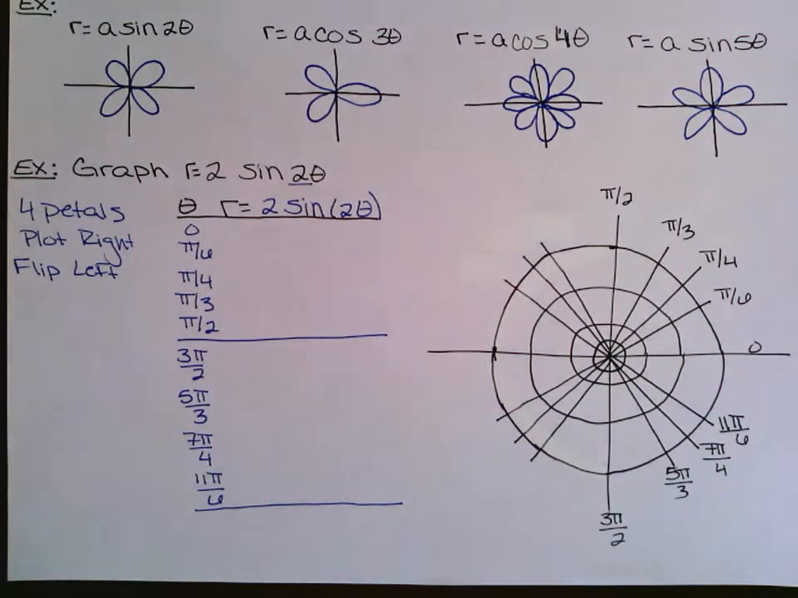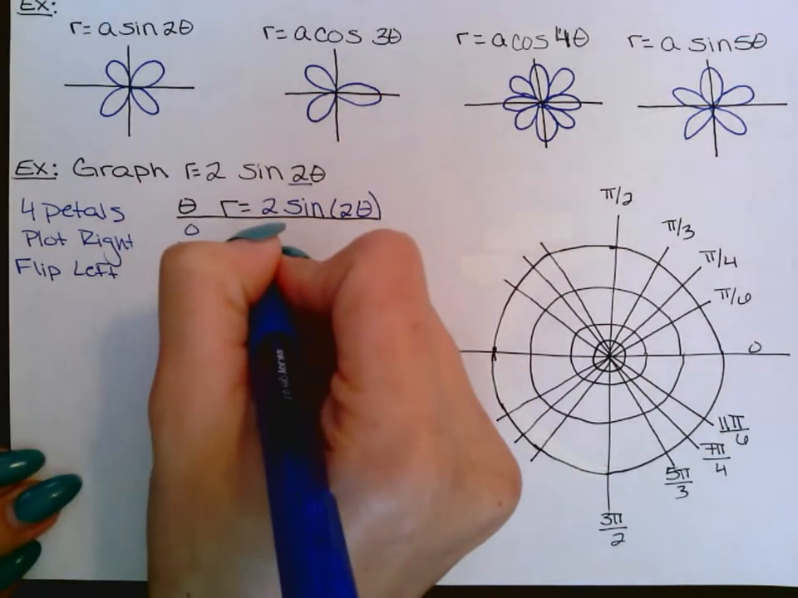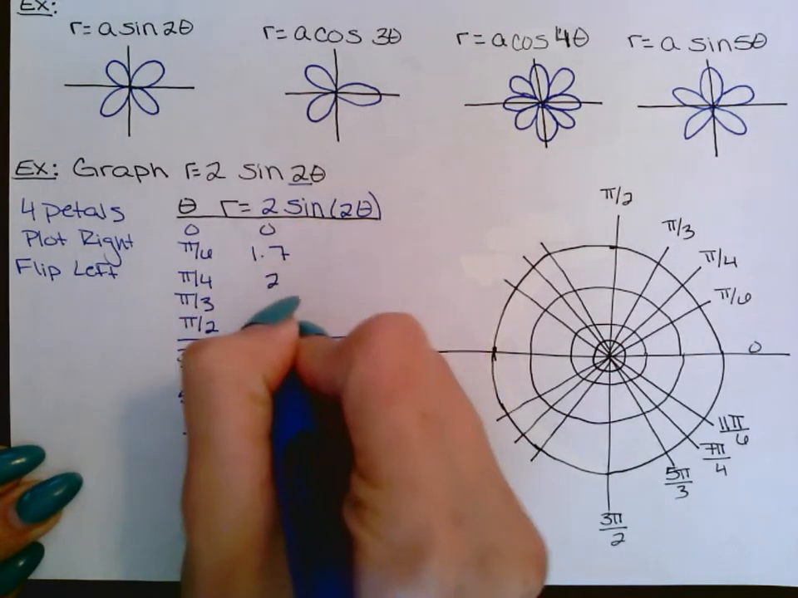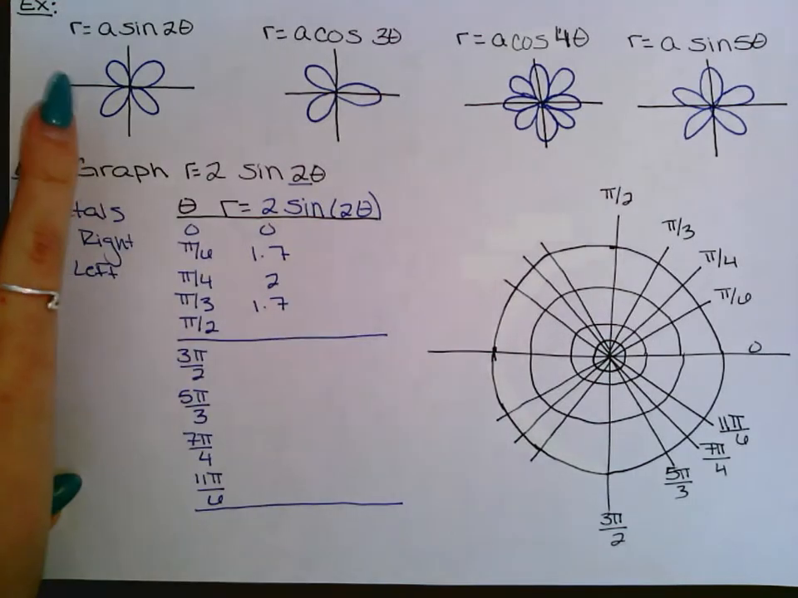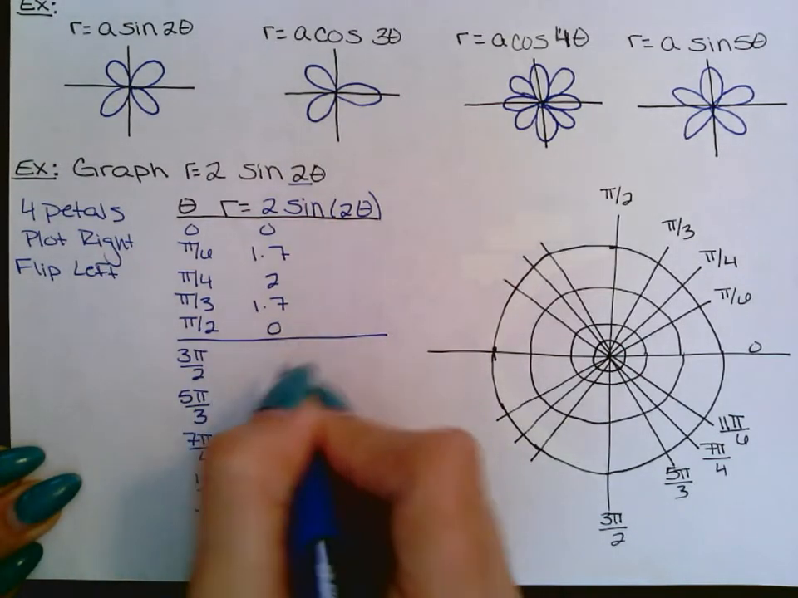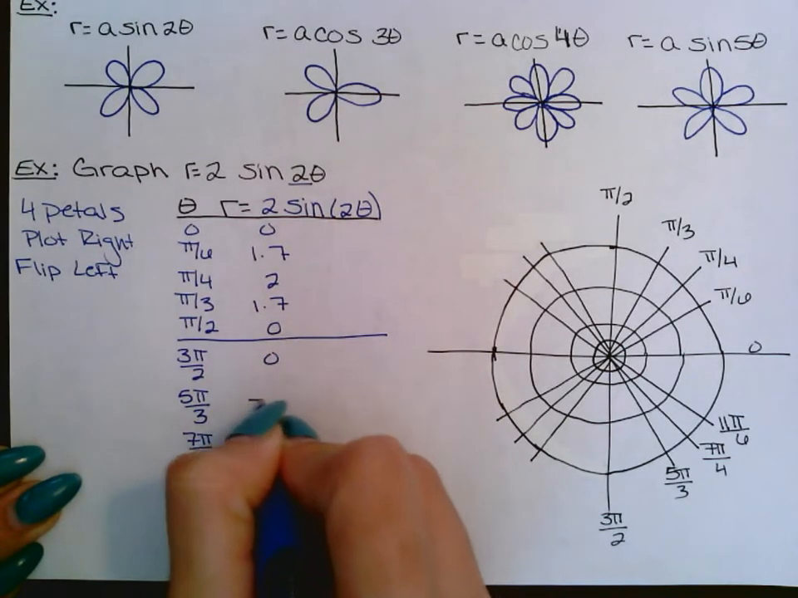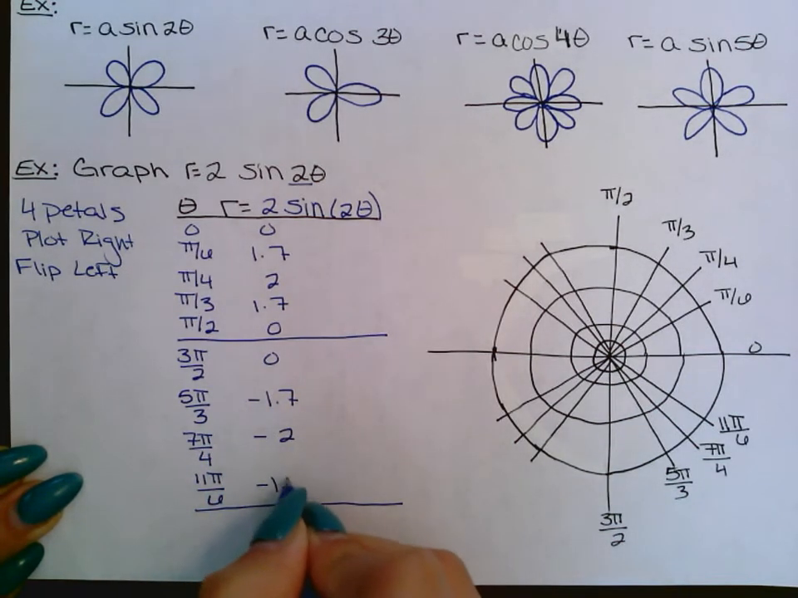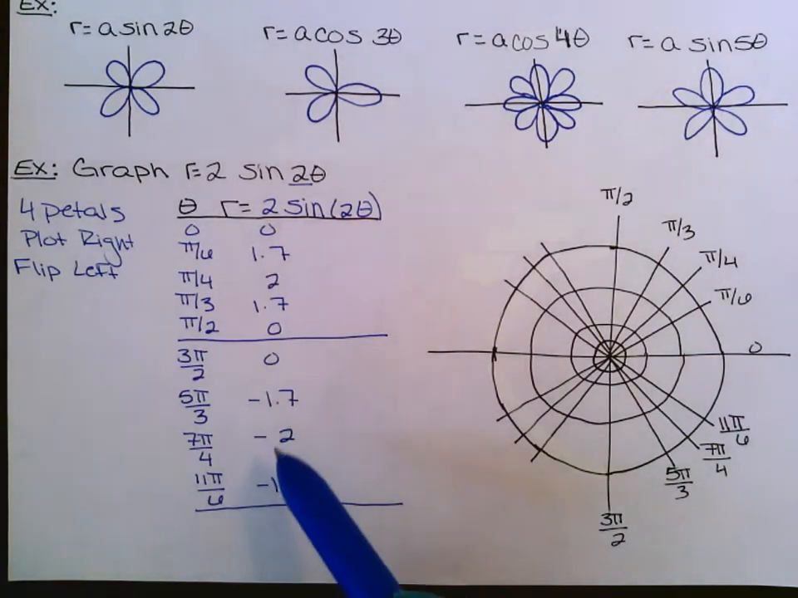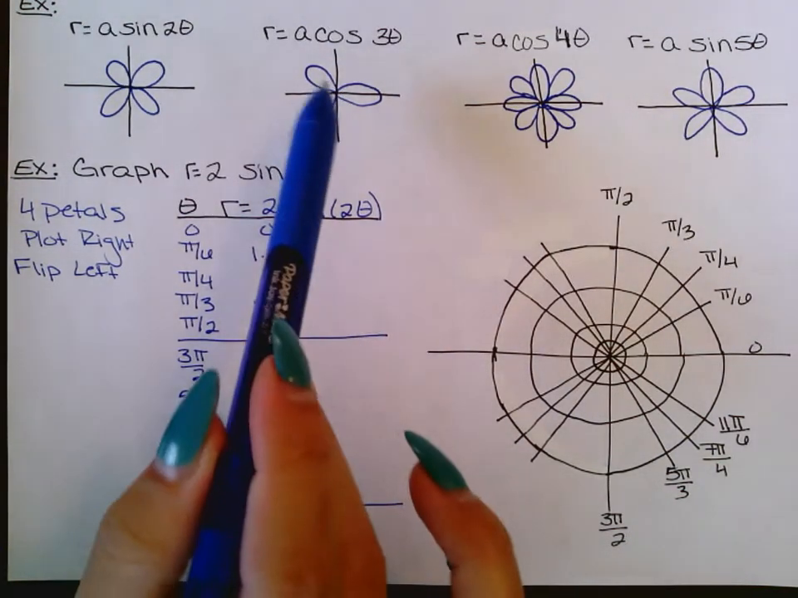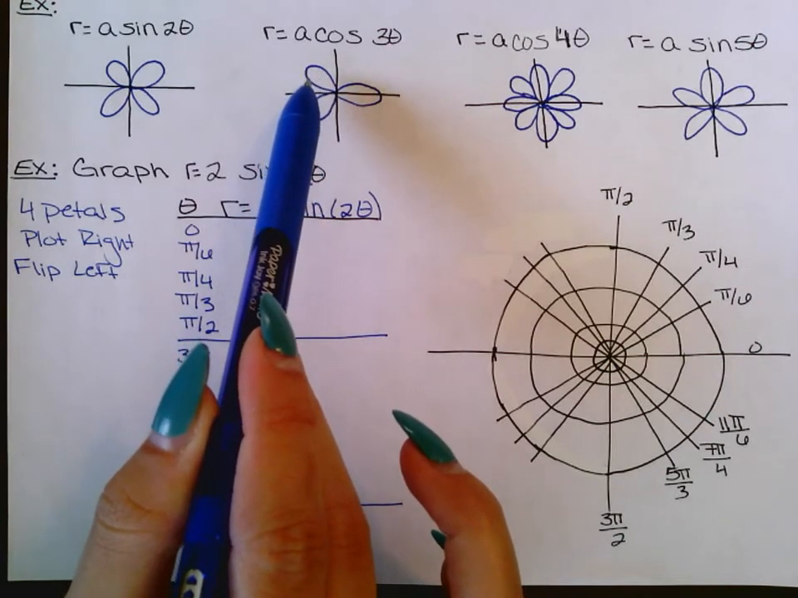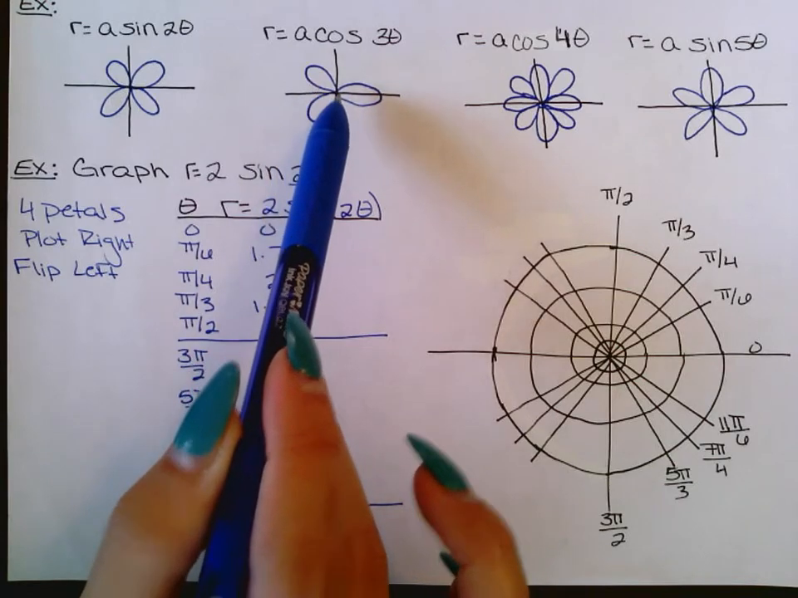So at 0, you should have gotten 0. And then 1.7, 2, 1.7, and then 0. And then here we should have gone 0, negative 1.7, negative 2, and negative 1.7. The fact that these numbers have such a clean pattern should make sense to you, being that in any of these petals, I have to start going out a certain amount, reach a peak, and come back that same amount on the other side, and come back to 0.